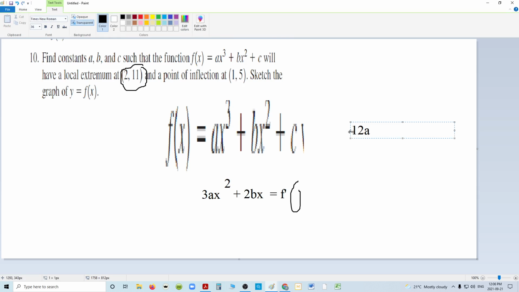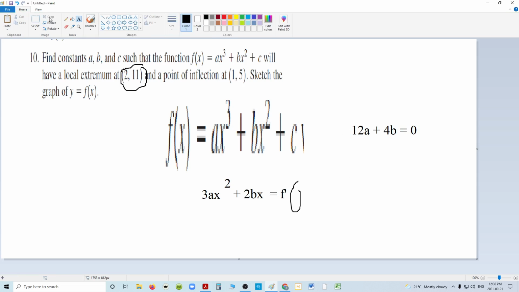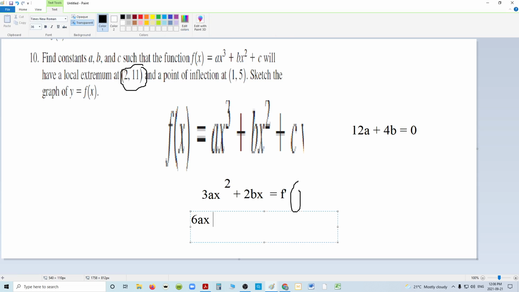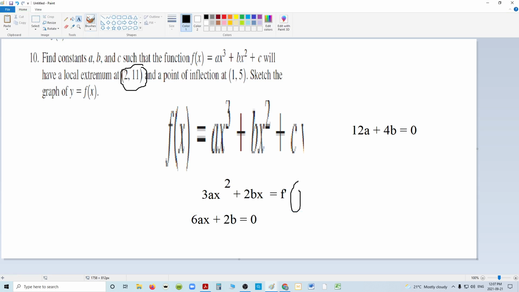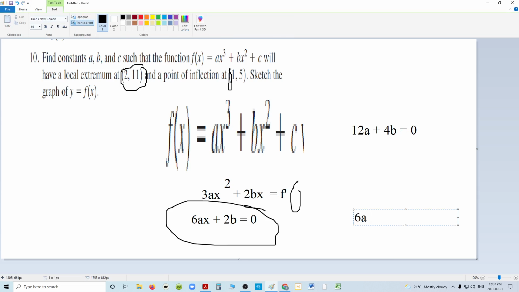12a and 2 times 2 is 4b is going to be equal to 0. So that's formula number 1. Now we're going to take the second derivative of that, and we get 6ax plus 2b, and they've told us this is going to be 0 when x is 1, because when the second derivative equals 0, you will get the inflection point. Since they've told us it's 1, I can rewrite this equation when x is 1 as 6a plus 2b is equal to 0.